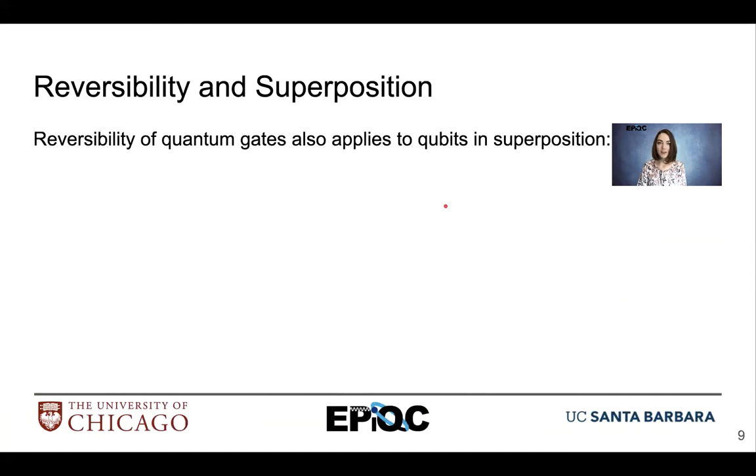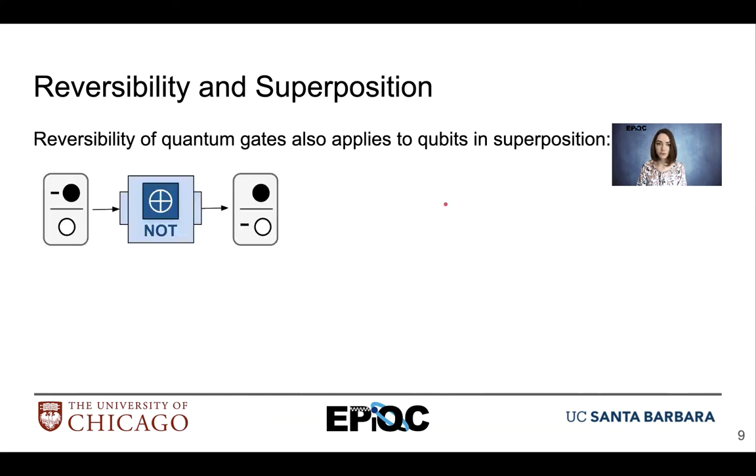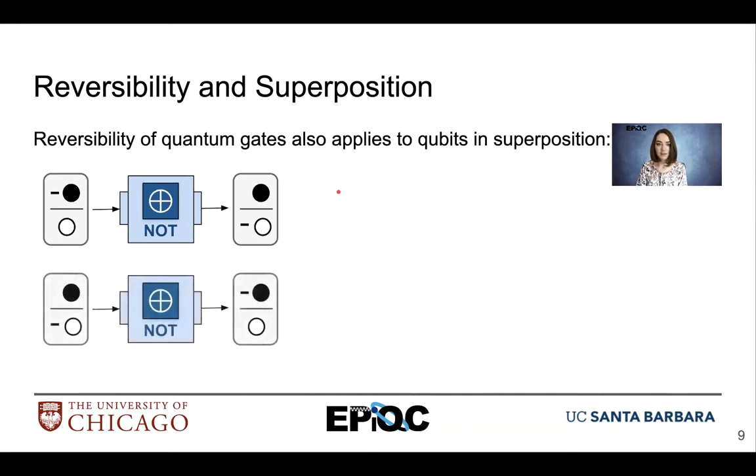Let's take a second to look at reversibility and superposition. Reversibility of quantum gates also applies to arbitrary superpositions. If we have the NOT gate, for example, we can see that if we take the output from the first time that we transform a state by the NOT gate, we can pass that back through the NOT gate and recover our original input state. You can work out the math to double check this.